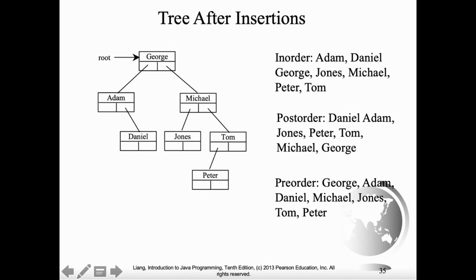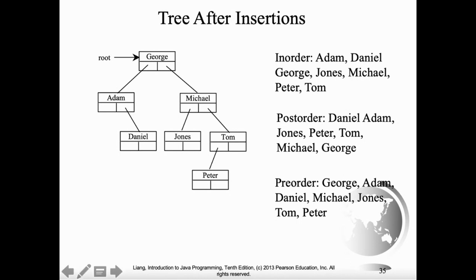There's nothing in the left side of it. We go to Tom. We go to the left of Tom, Peter. Peter is going to be printed out. Then we'll go back up to Tom, and we're done. So that's in order. So we sorted it. And we can do the same thing, and you can see the results for post-order and pre-order.